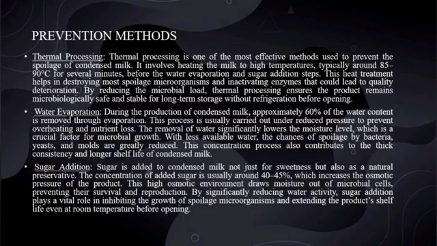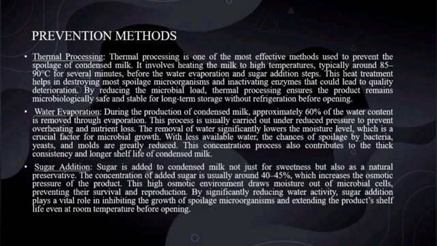The last step is sugar addition. Sugar is added to the condensed milk not just for sweetness but also as a natural preservative. The concentration of sugar added is 40 to 45%, which increases the osmotic pressure of the product. Due to this high osmotic environment, the available moisture becomes lower, which reduces microbial growth. These were the microbial spoilage and prevention methods seen in condensed milk.